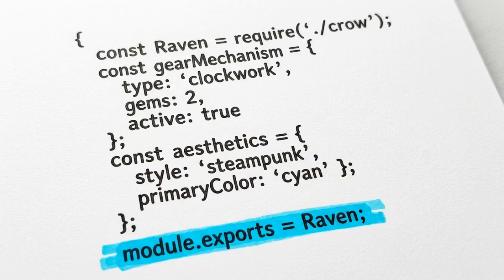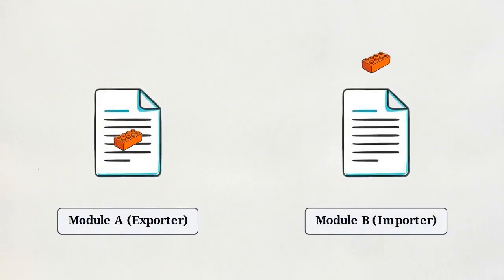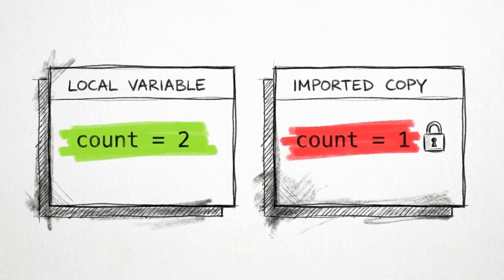CommonJS exports an object through module.exports. When another file imports it, it receives a static copy of that object's value at the time of the call. If the internal state of the exported module changes later, the importing file will never see the update. It is locked into a value copy.